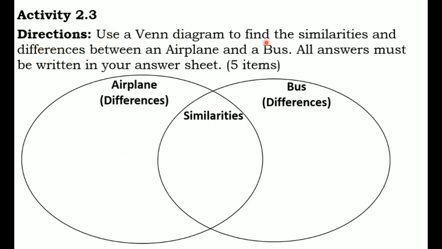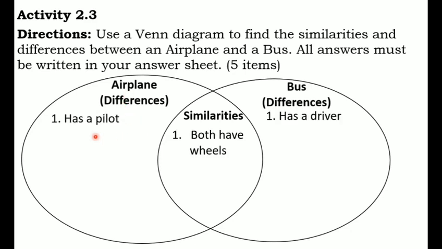Next, activity 2.3, directions. Use a Venn diagram to find the similarities and differences between an airplane and a bus. All answers must be written in your answer sheet. All right, I have here prepared an example answer. You can revise this or you can have your own idea, but this is my suggestion. For airplane, differences. It has a pilot. For bus, it has a driver. Similarities, both have wheels. Pareho silang may gulong.